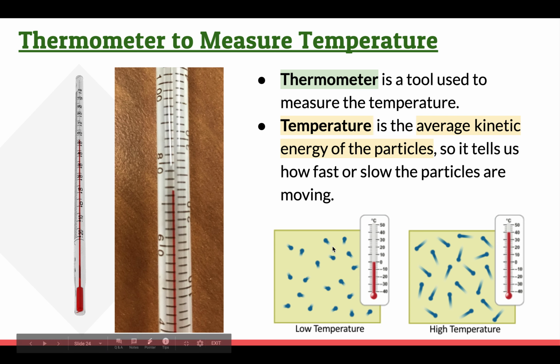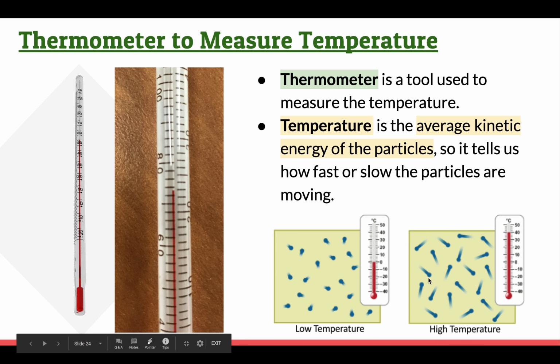So in this case, if these particles are not moving that fast, they're moving slowly, then the temperature is going to be low. It's not going to be a high number. Like imagine driving a car. If your parent or guardian is driving slowly, then their speed is going to be small. It's going to be a small number.